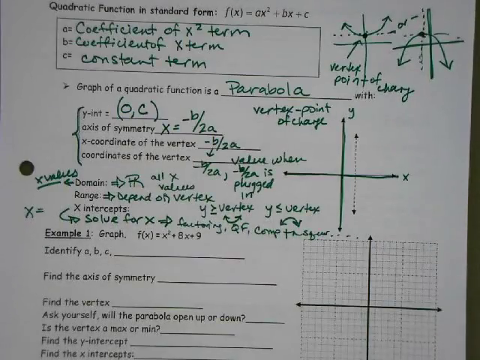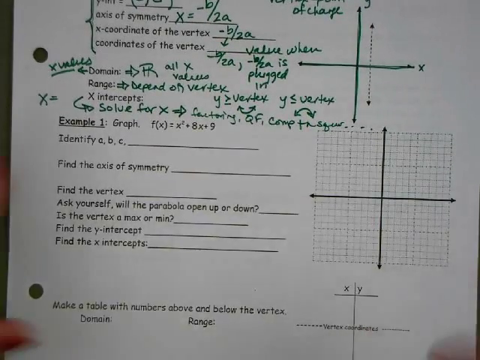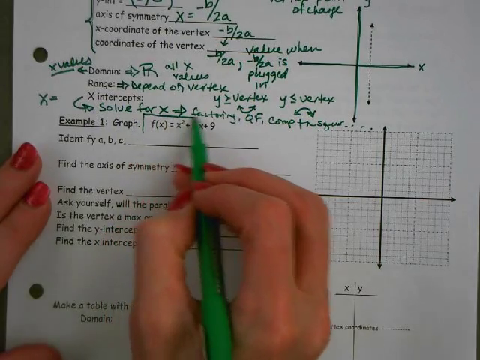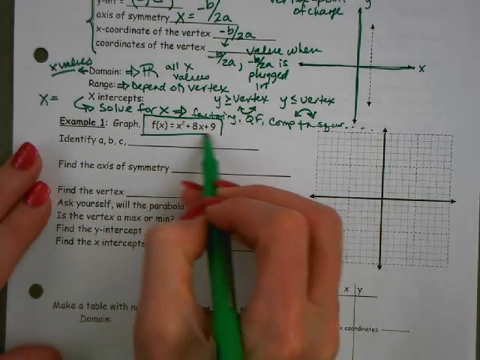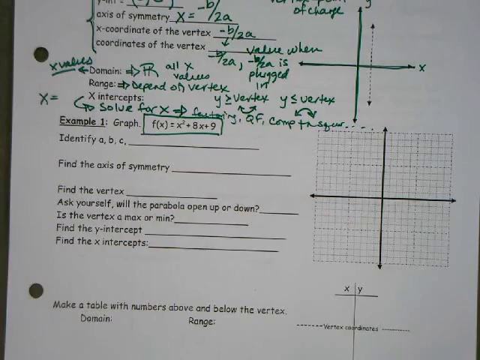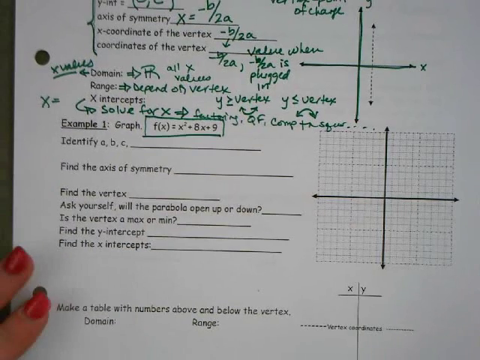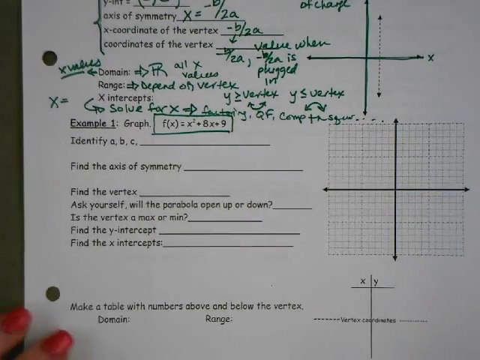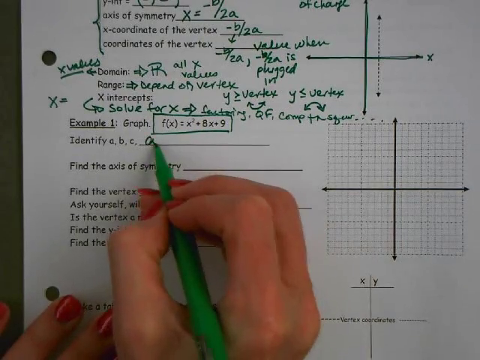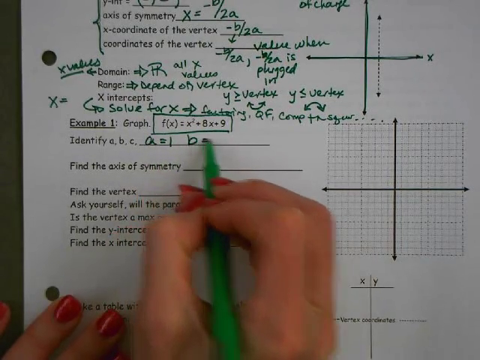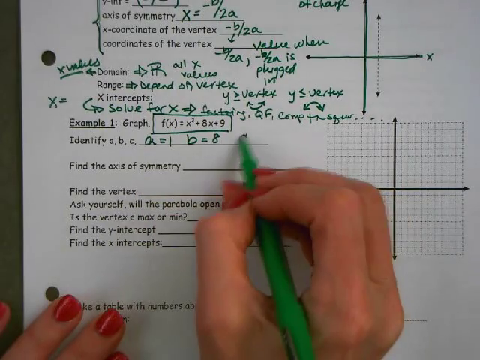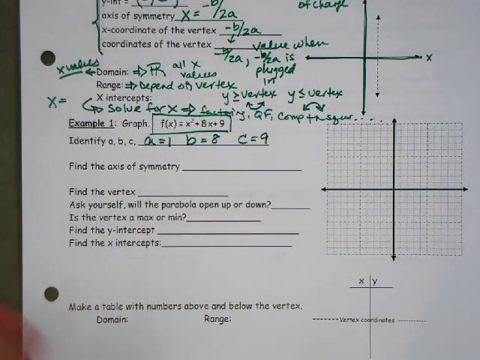Good question. All right, so let's just take an example. Here we have a function, x squared plus 8x plus 9. First of all, is it a quadratic? Yes. All right, so therefore, what is a? What's the value of a? 1. What's the value of b? And the value of c? All right, excellent.